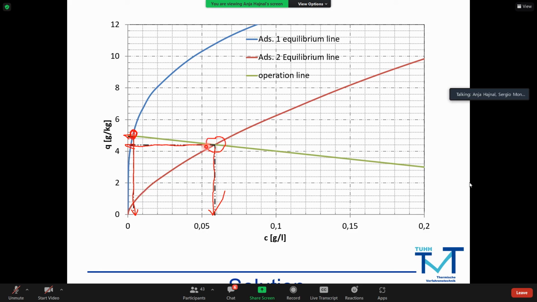But adsorption is done at equilibrium. And when we take an intercept, where the operating line that we calculated before and our equilibrium lines meet, we can read the compositions in our solution and on our adsorbent after our process. All right, and we read them at the intercept for adsorbent 1 and for adsorbent 2. Is this more clear? Yeah. Perfect. Thank you.